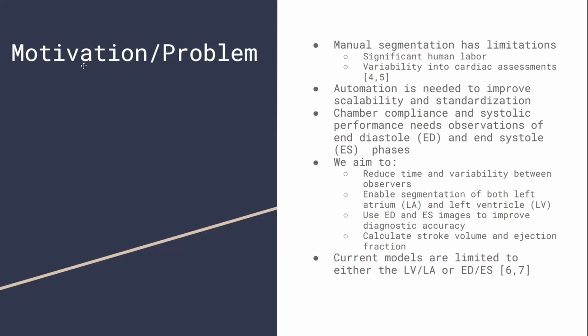Chamber compliance and systolic performance need observations of end diastole and end systole phases. With our project, we aim to reduce time and variability between observers, enable segmentation of both left atrium and left ventricle, use end diastole and end systole images to improve diagnostic accuracy, and calculate the stroke volume and ejection fraction. As I mentioned, there have been advances in 3D deep learning models using UNet, but we found that current state-of-the-art models are limited to either the left ventricle or the left atrium, or conversely, one of end diastole or end systole.